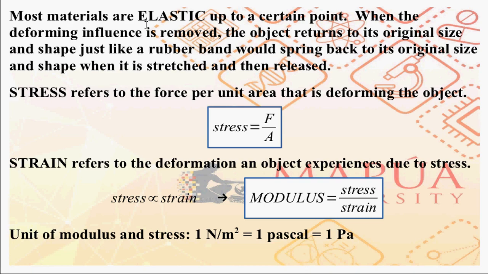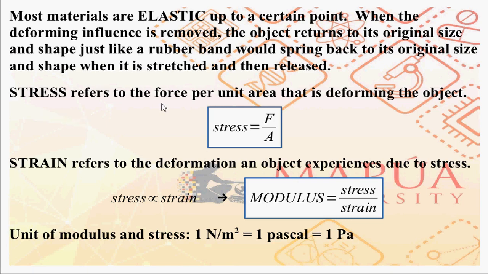Most materials are elastic up to a certain point. But as long as that point is not exceeded, the object or material is elastic. When deformed and then released, the object will go back to its original size and shape.